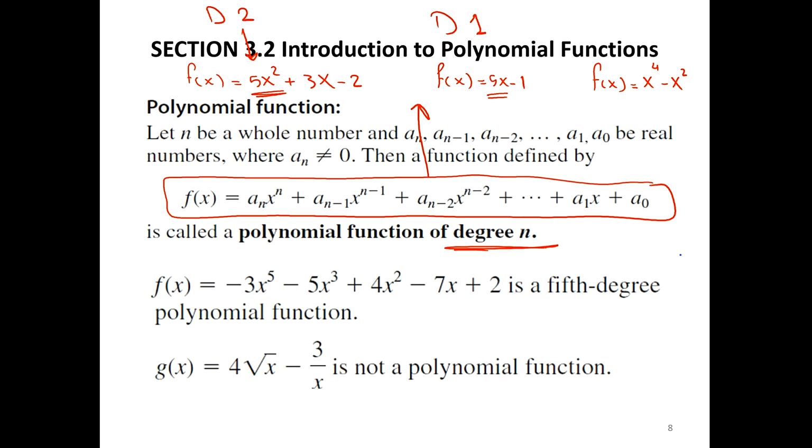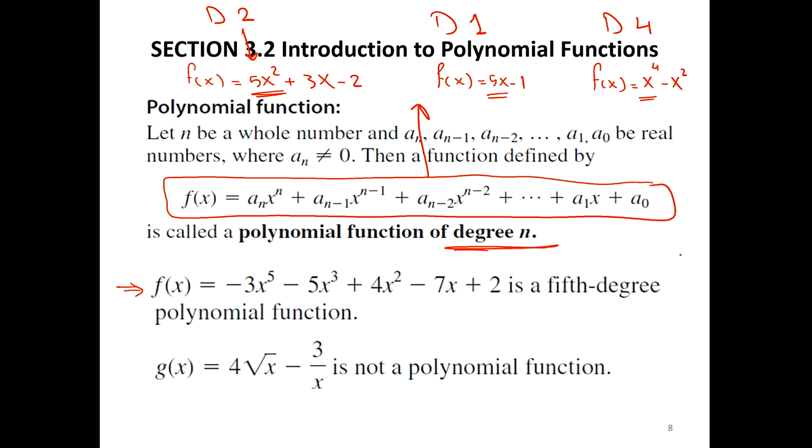Look at this. We have powers 4 and 2, so the maximum is 4. So this is a polynomial with degree 4. So we can find the degree easily by the maximum power of the unknown x, or the variable x. Look at this example. This is a polynomial. Yes, polynomial.